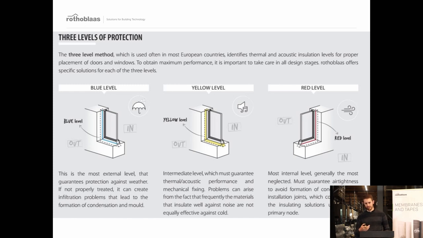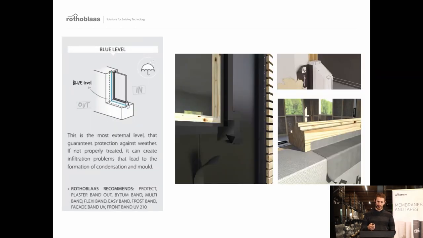We have the yellow level, which is basically in the middle, and it's really preventing the air and the cold air from getting in, and also the noise, because noise comes together with air all the time. And we have a red layer on the inside for the airtightness. So these are just examples of how you can achieve these three levels of protection.